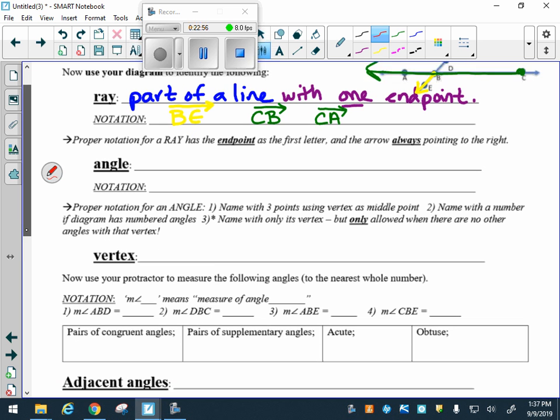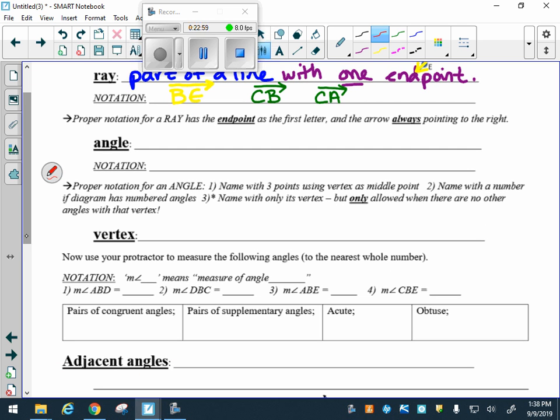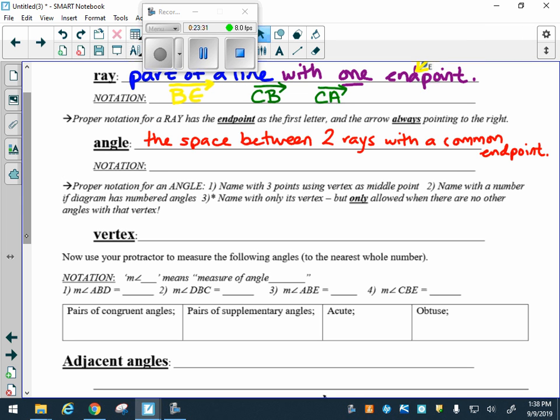Okay, so an angle. An angle is the space between two rays with a common endpoint. So I know that you've heard of an angle before. You might not have defined it that way before. I want to show you the notation for an angle.